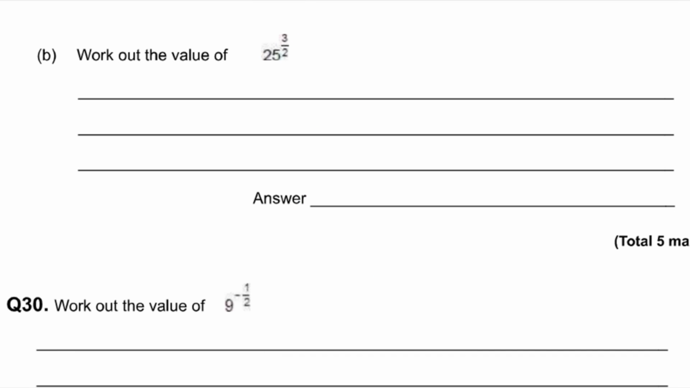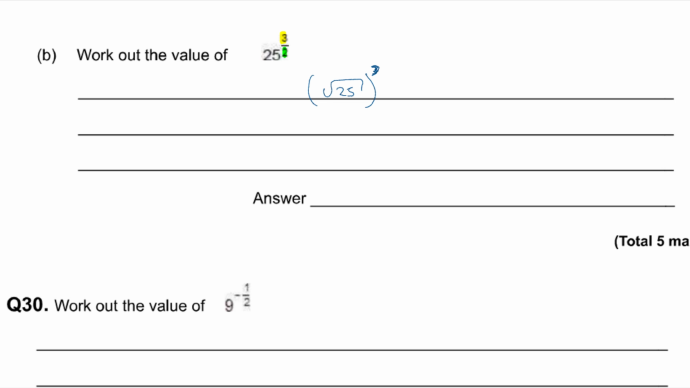Part B says work out the value of 25 to the power of 3 over 2. So I've got a fractional index here. I've got a numerator and I've got a denominator. Now you can treat these as two separate processes. So I'm going to do the denominator first, denominator of 2. That means the square root of 25. So what I'm going to get is the square root of 25 cubed, because I haven't dealt with the 3 part yet, the numerator, so just leave that there.